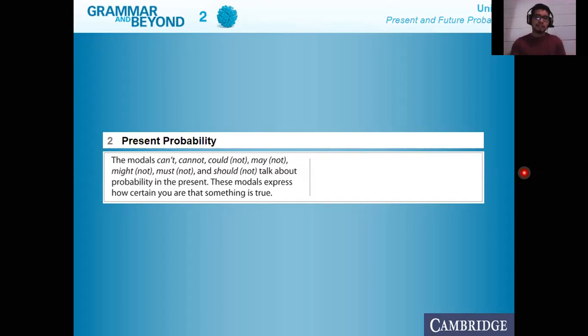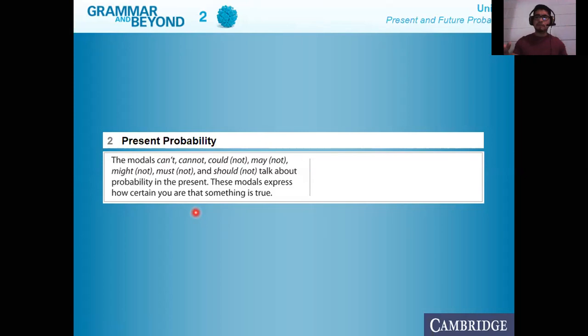But let's start with present probability. You see over there on the screen that we have the models can, cannot, could, or could not, may not, might, or must not, and should not, to talk about the probability in the present. Remember, we're just going to use can't, cannot, could, or could not, may or may not, might, must not, or should not to talk about probability just in the present, okay? Keep that in mind because that will be important to differentiate them from the ones that we're going to use to talk about the future.